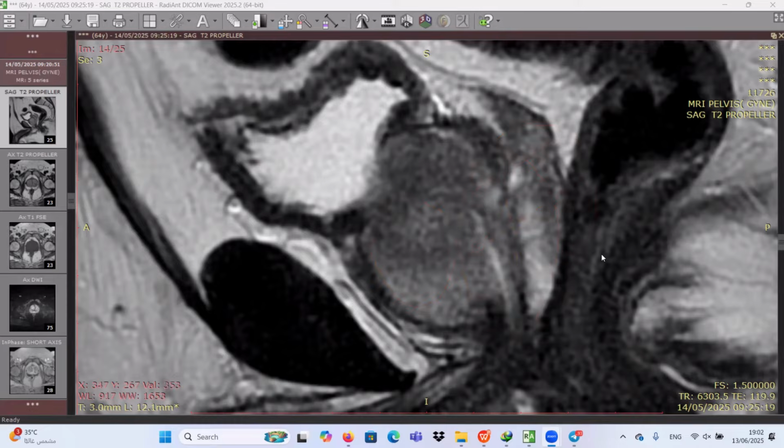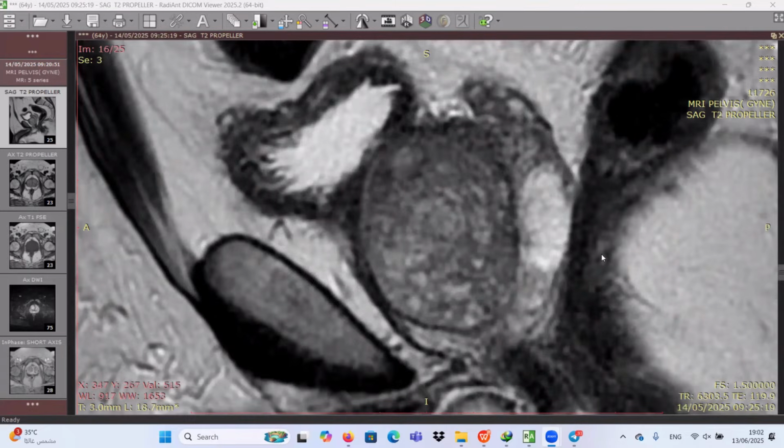Also, we have here the peripheral zone at the parasagittal location. It looks like a G shape in configuration, or a hook shape in its configuration.